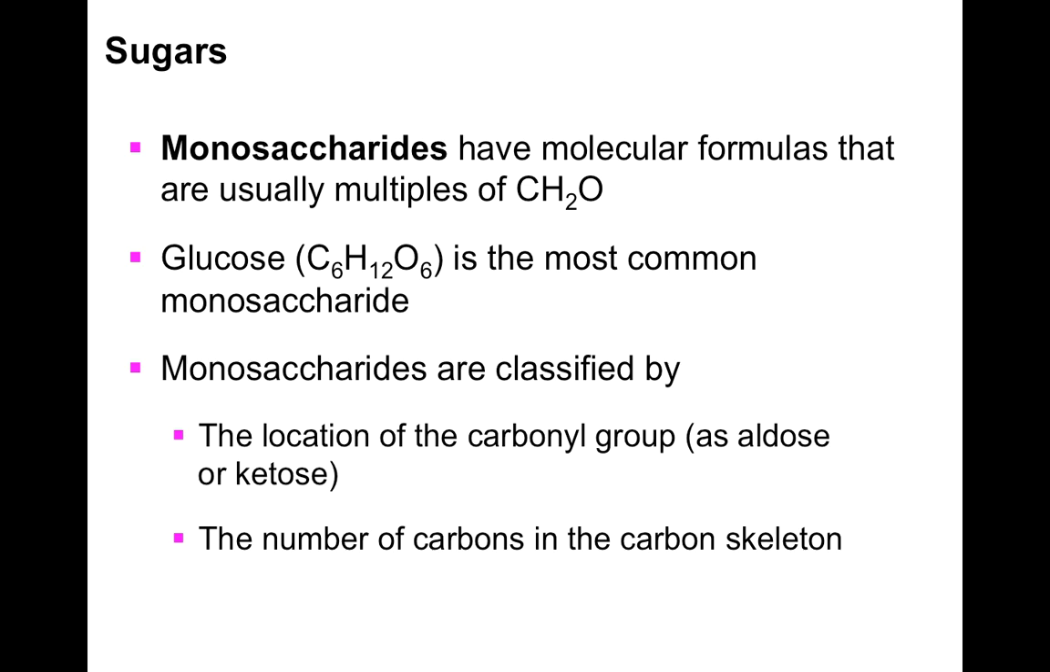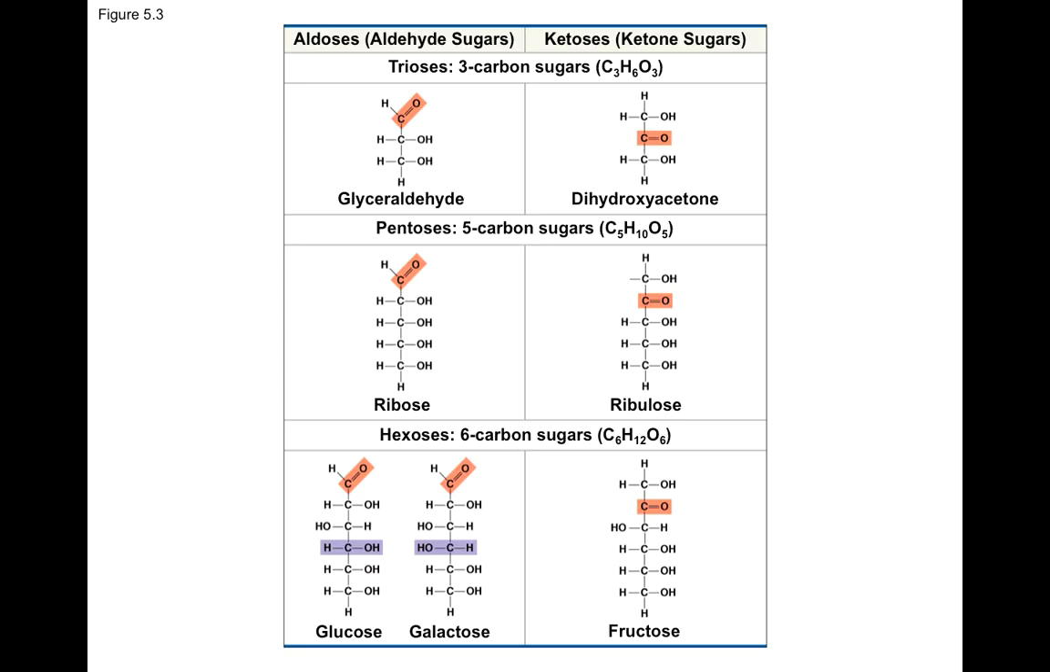The first way is the location of the carbonyl group. Remember that functional group, it can be a ketone or an aldehyde. And second, how many carbons it contains. So let's look at some examples.